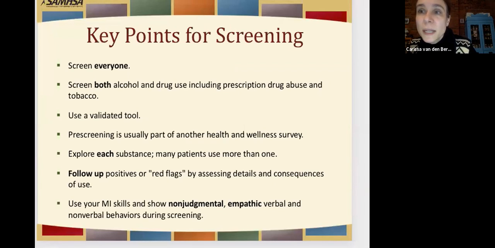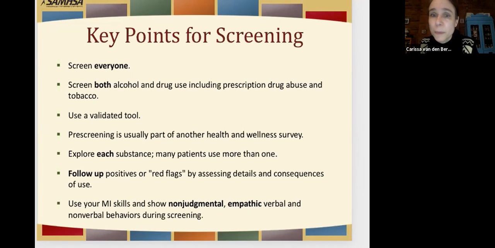So key points on screening: screen everybody, screen both alcohol and drug use, if you can, including prescription drug abuse and tobacco. Use a validated tool. There are quite a few different tools. You can just look up substance use validated tools, NIDA, and there's actually a matrix of different tools you can choose from. The ones that I'm talking about in this presentation are the most common ones, but there are other ones if they fit your needs and they're validated and they've been tested over and over again.